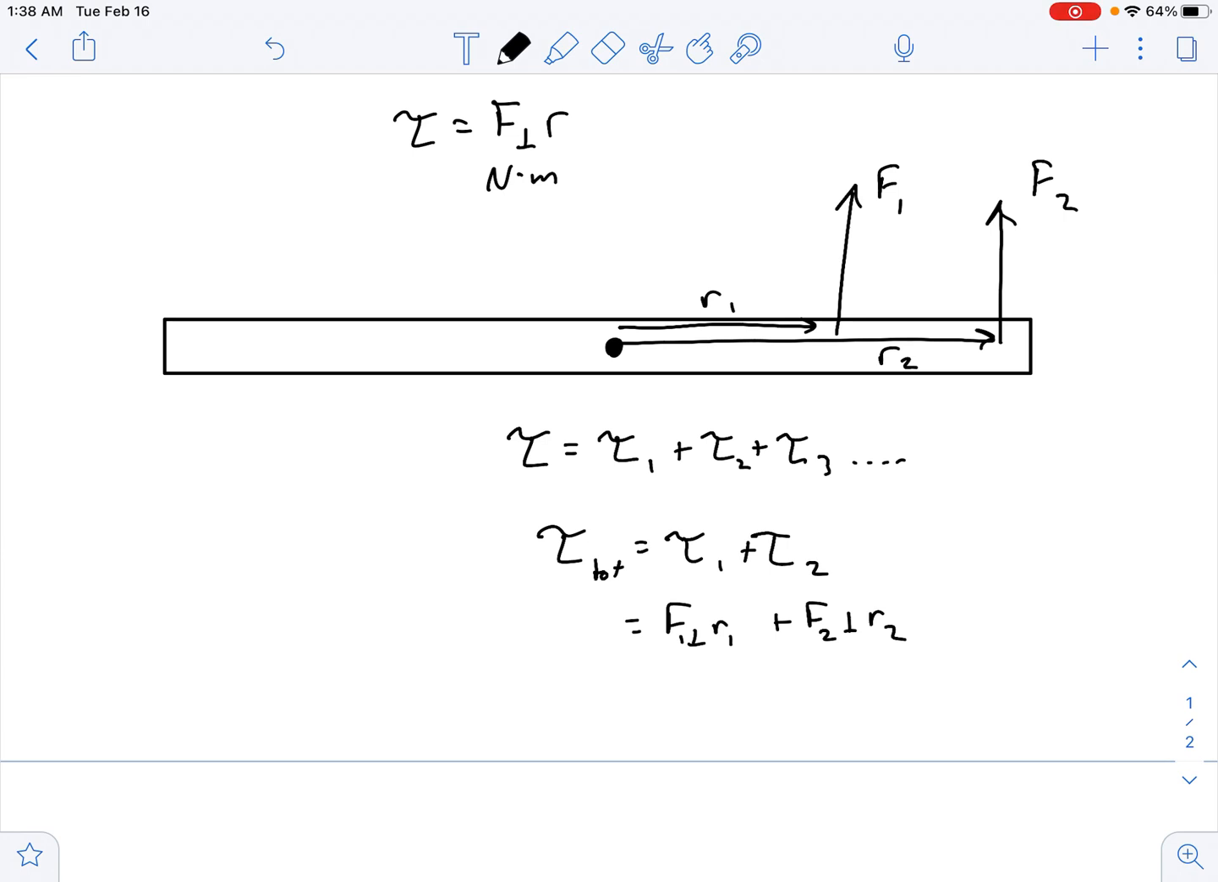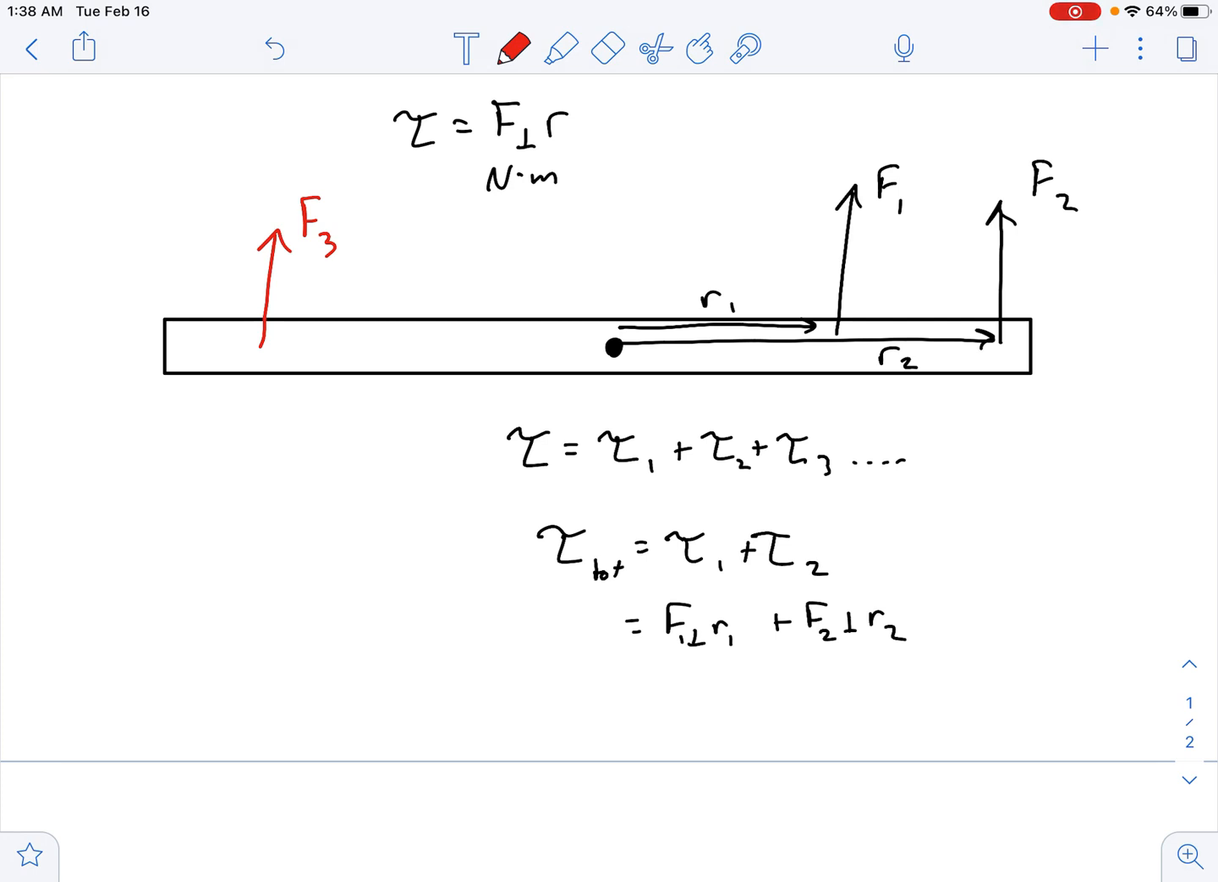These are going to get added together because both of these forces would cause a counterclockwise rotation. If, for example, I had a torque on this side, F3, well, that would now be a clockwise torque. That would actually be subtracted.